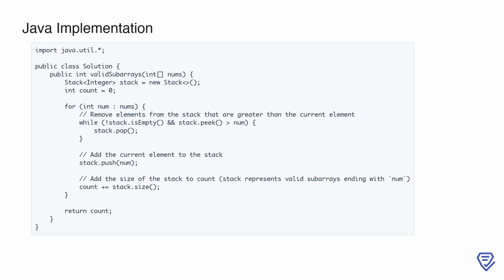This is the Java implementation for the LeetCode problem Number of Valid Subarrays. The logic mirrors the given Python solution, using a stack to track valid subarrays. Key differences include explicit type declarations, using Java's Stack class, and Java-style loops. The stack helps efficiently calculate the count of valid subarrays ending at each element, ensuring an optimal solution.